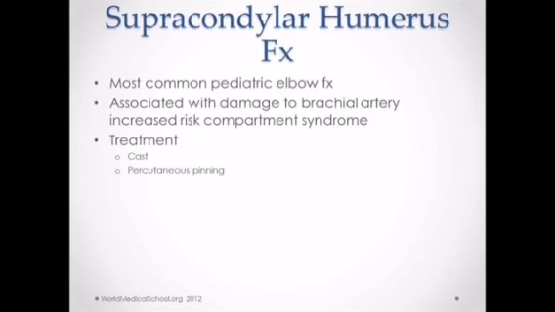Supracondylar humeral fracture is the most common pediatric elbow fracture. It tends to occur between 5 and 8 years of age. Proximity to the brachial artery increases the risk of Volkmann's contracture, resulting from compartment syndrome of the forearm. Treatment of these includes casting and percutaneous pinning.